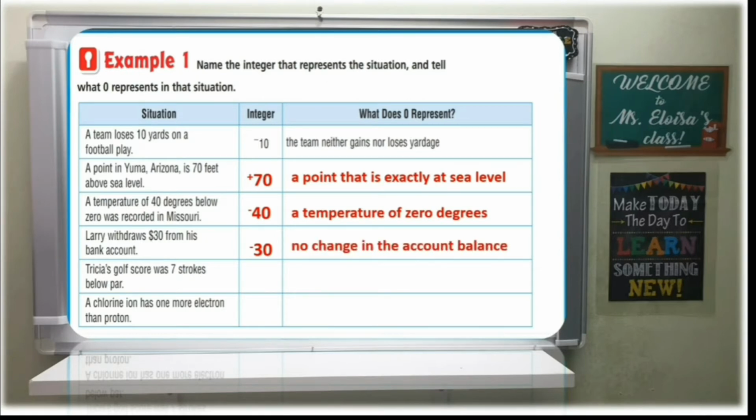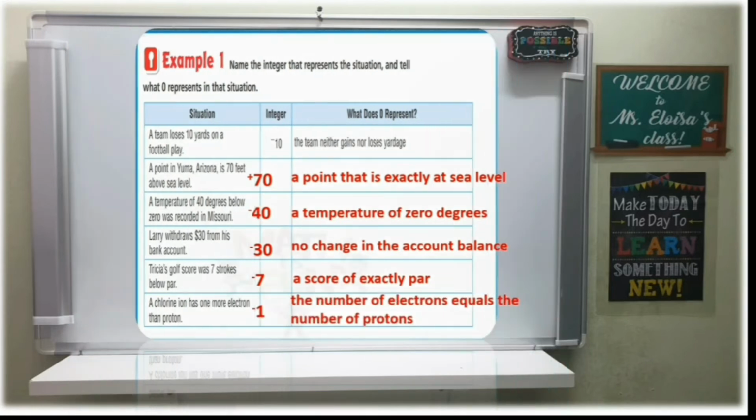Trisha's golf score was 7 strokes below par. Integer, negative 7. 0 represents a score of exactly par. A chlorine ion has one more electron than proton. Integer, negative 1. 0 represents the number of electrons equals the number of protons.